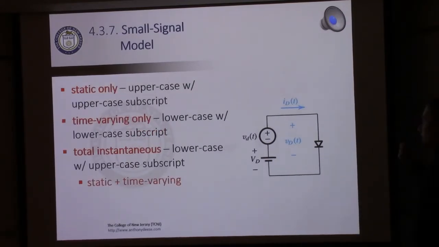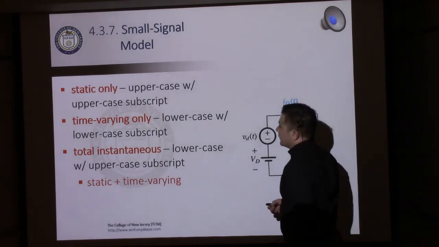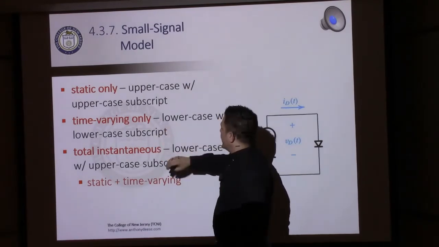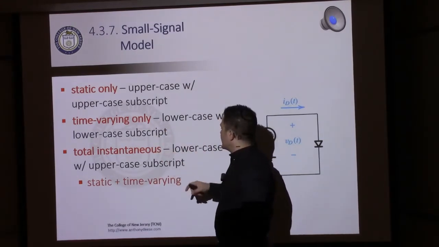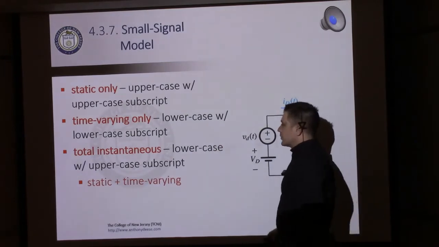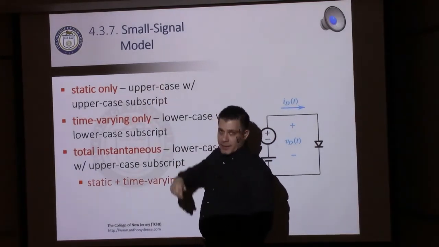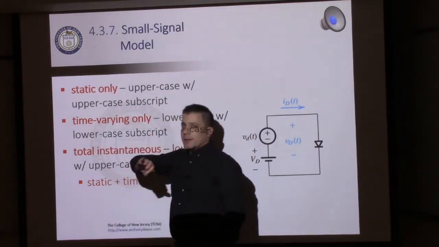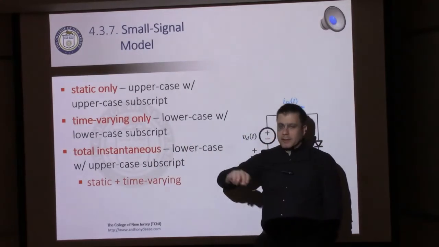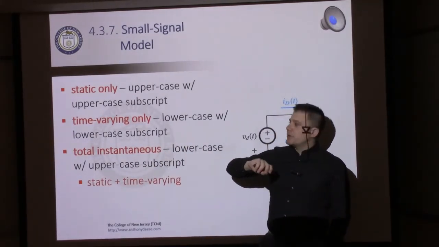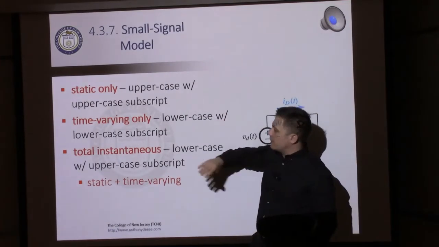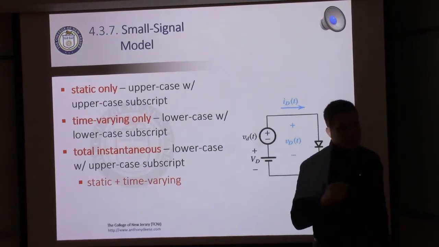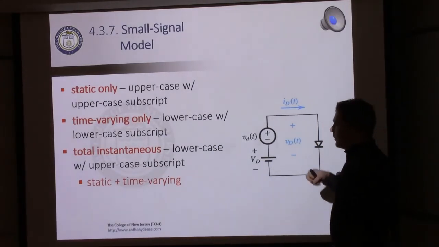This slide simply repeats what I said a second ago about the notation. Again, static is uppercase with uppercase subscript. Time varying is lowercase with lowercase subscript. And total instantaneous is lowercase with an uppercase subscript. This equals this plus this. And one more time I'll repeat, the static component, in certain cases we also call it the steady state component. I try to shy away from this term, but we also called it previously the DC component. The time varying component, again, I don't like to use that reference, but we called it the AC component.